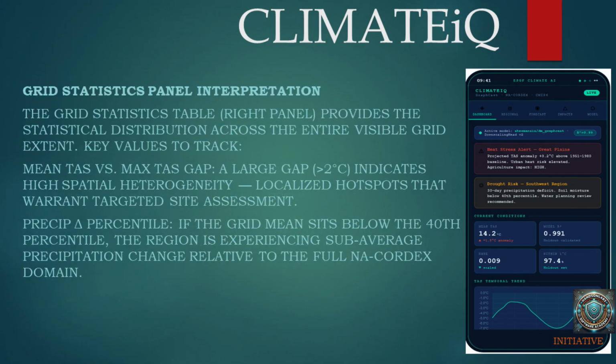Now let's look at the grid statistics panel interpretation. The grid statistics table, that's the right panel, provides the statistical distribution across the entire visible grid extent. The key values to track include the mean TAS versus the maximum TAS gap. A large gap, greater than 2 degrees Celsius, indicates high spatial heterogeneity.